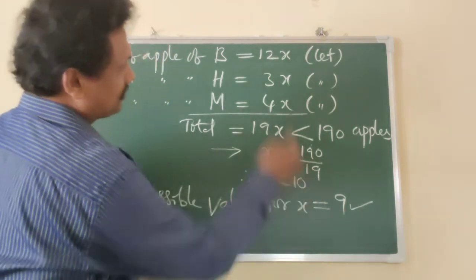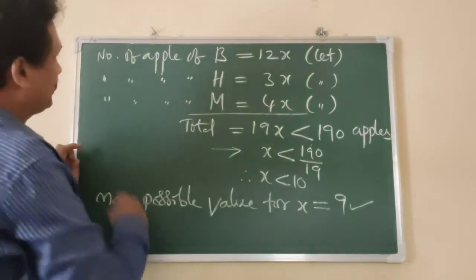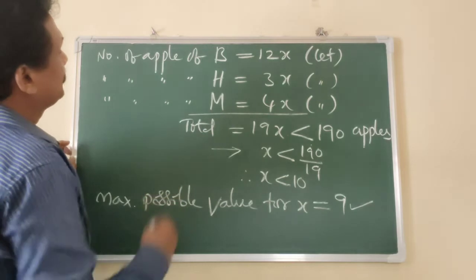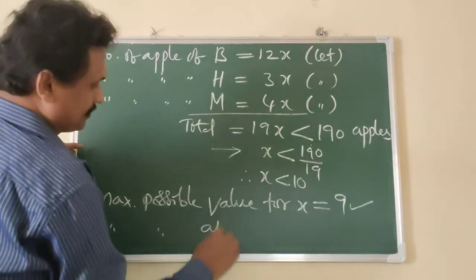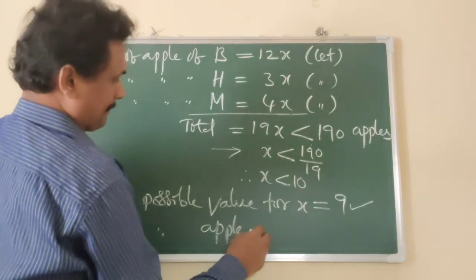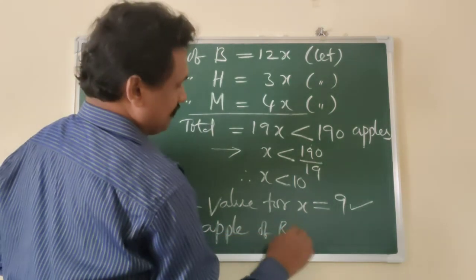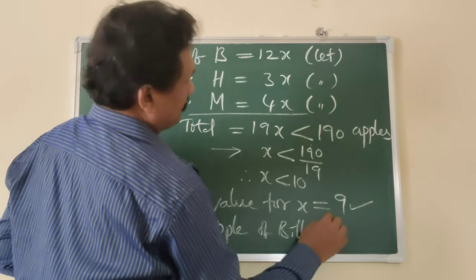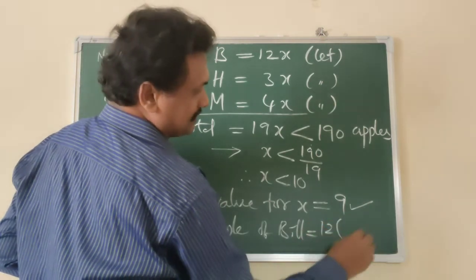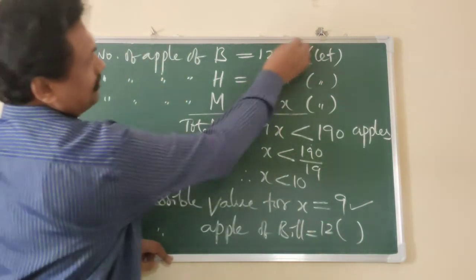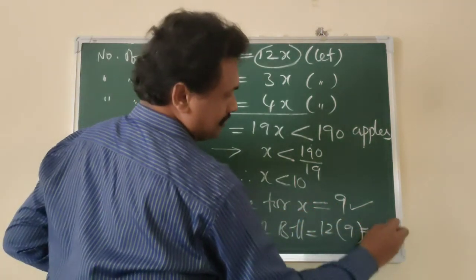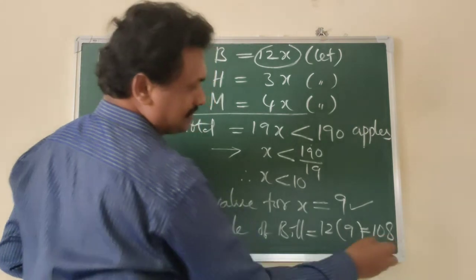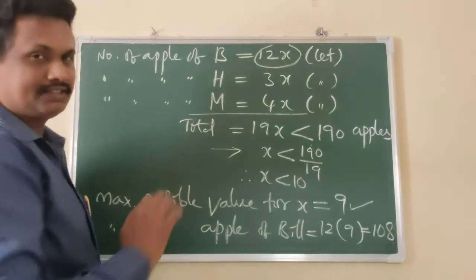Now substitute this x value here. The question is, what is the maximum possible number of apples brought by Bill? So the maximum possible apples of Bill equals 12x, 12 into x. What is the x value? 12 into 9, 12 nines are 108. That is the solution, my dear friends. Like this, it is easy to solve.